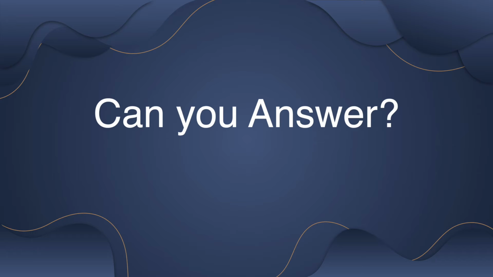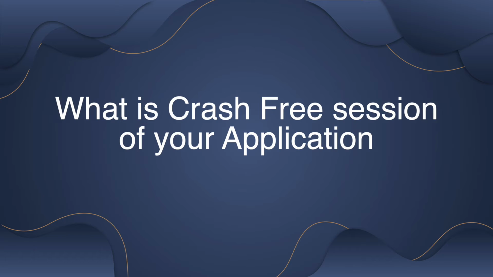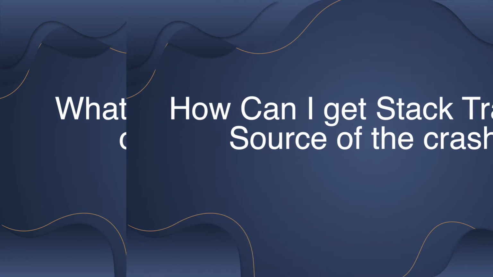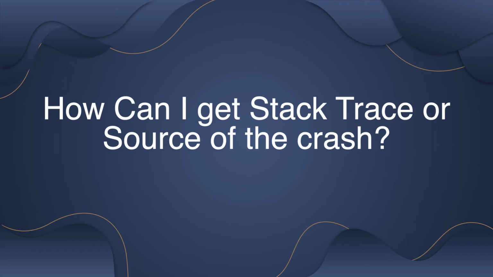Now, do you have the metrics, or do you have the score of your application stability? Okay. Can you answer the following questions? What is the application crash free session? Means how many users are getting crashes? Do you have those metrics? The more crash free sessions, the more stable the product. How can I get the source of the crash or the structure of the crash?